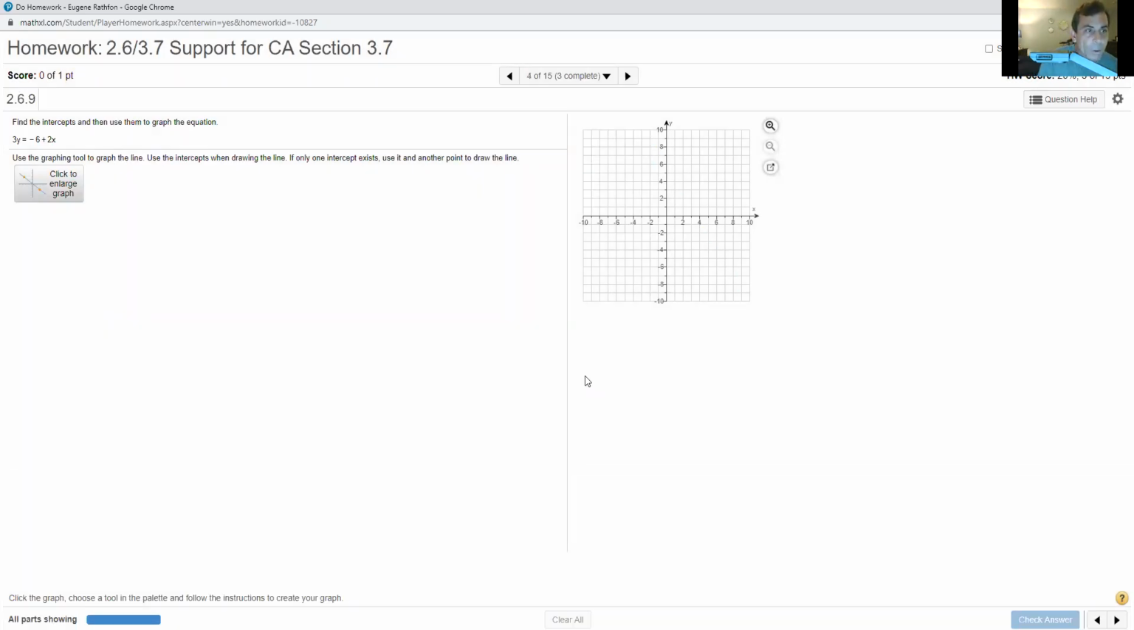So what's this, number 4? Find intercepts and then graph. So same thing, 3y equals -6 plus 2x. So let's go to the screen and work that one.